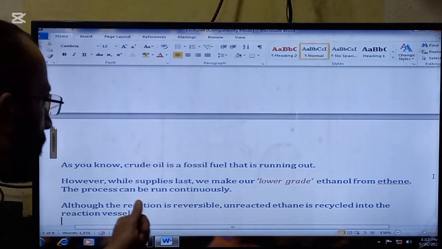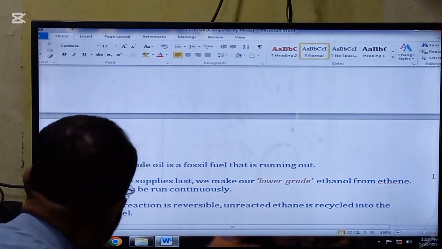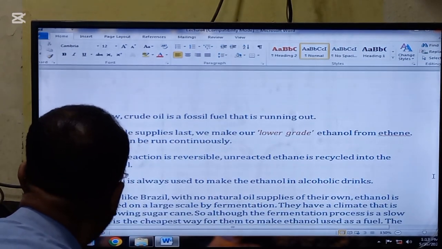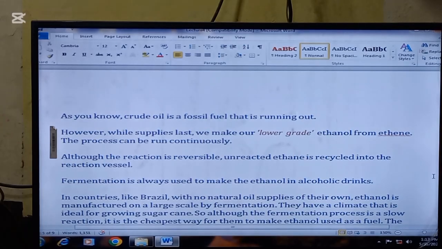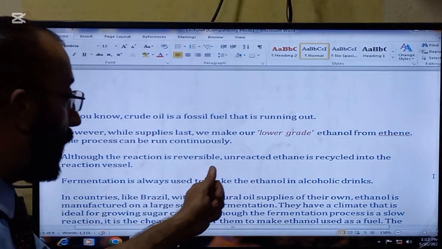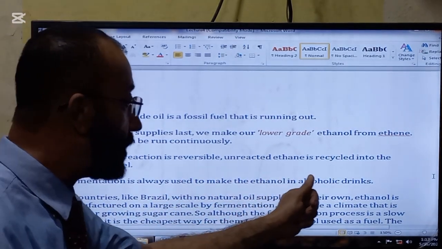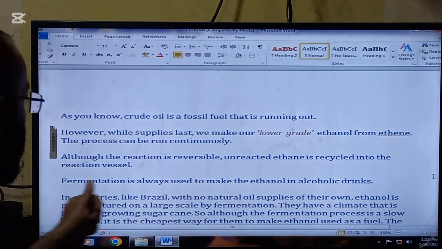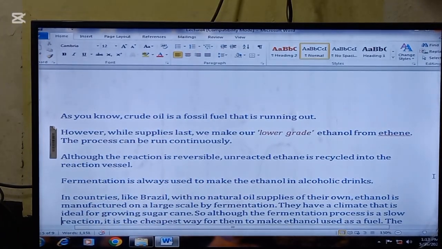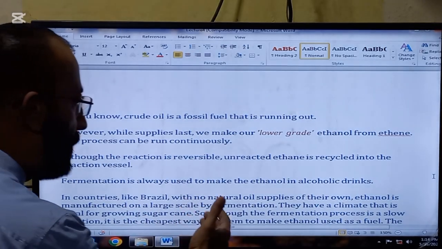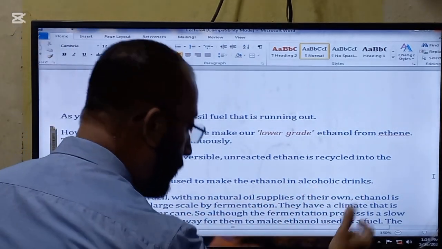The process can be run continuously. Although the reaction is reversible, unreacted ethene is recycled into the reaction vessel. Fermentation is always used to make the ethanol in an alcoholic drink.